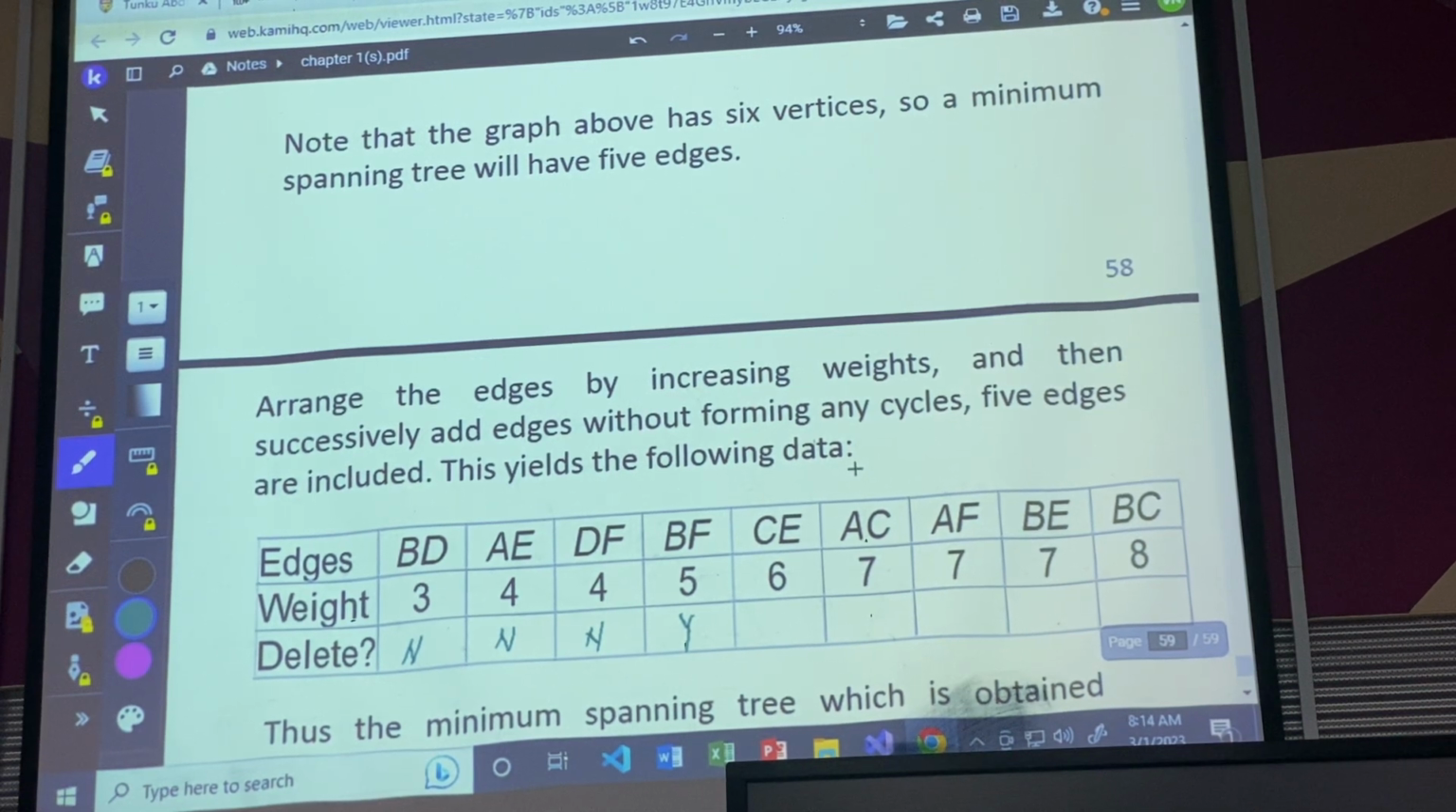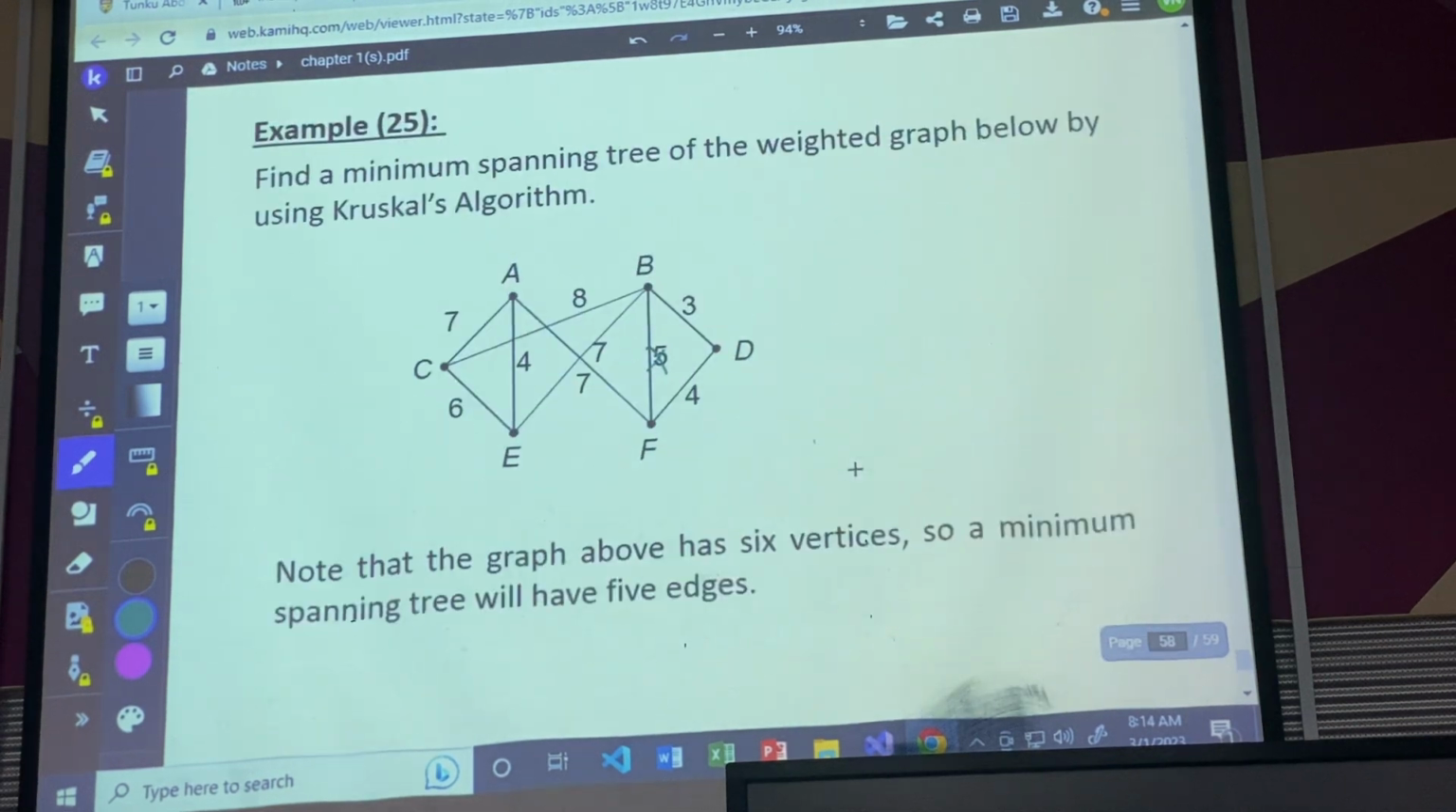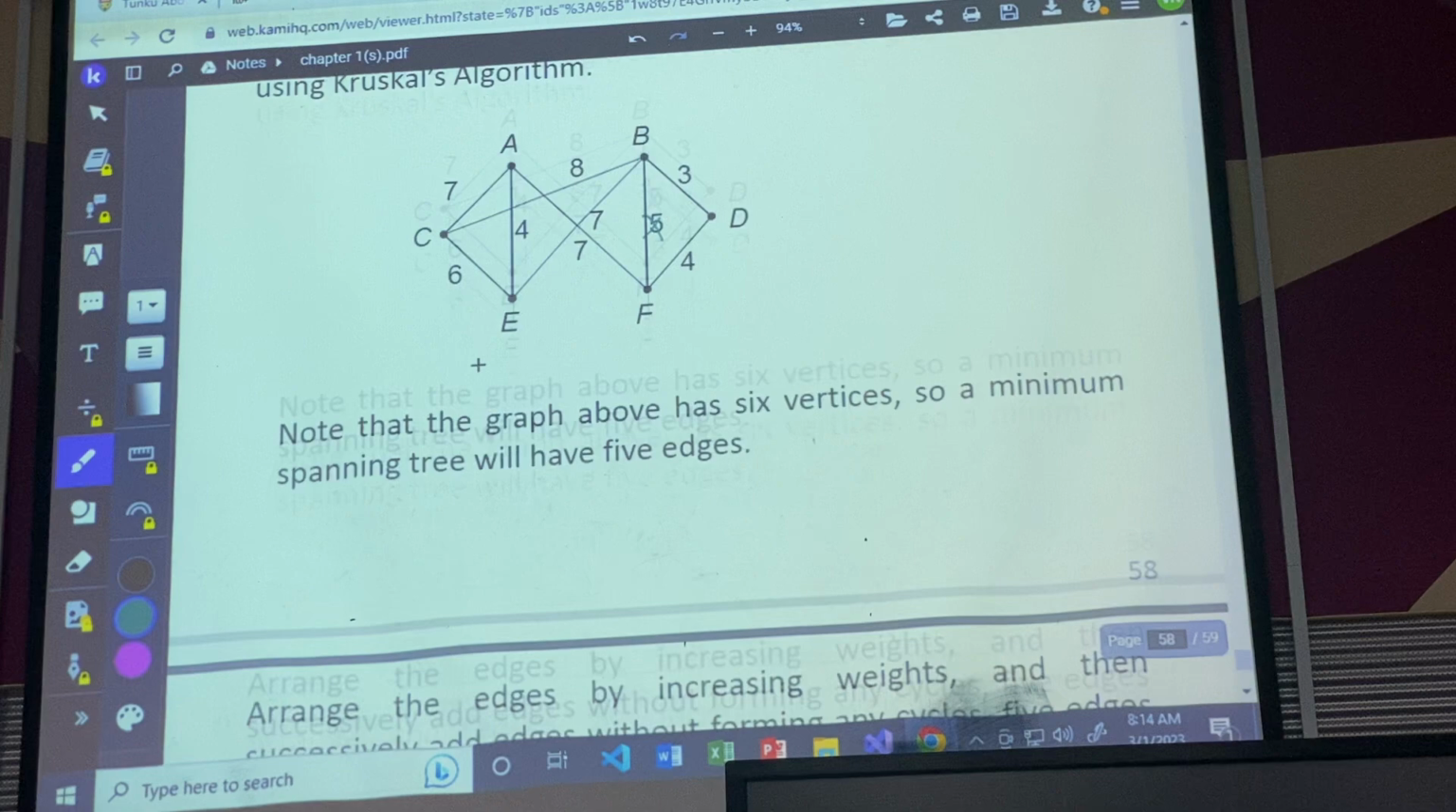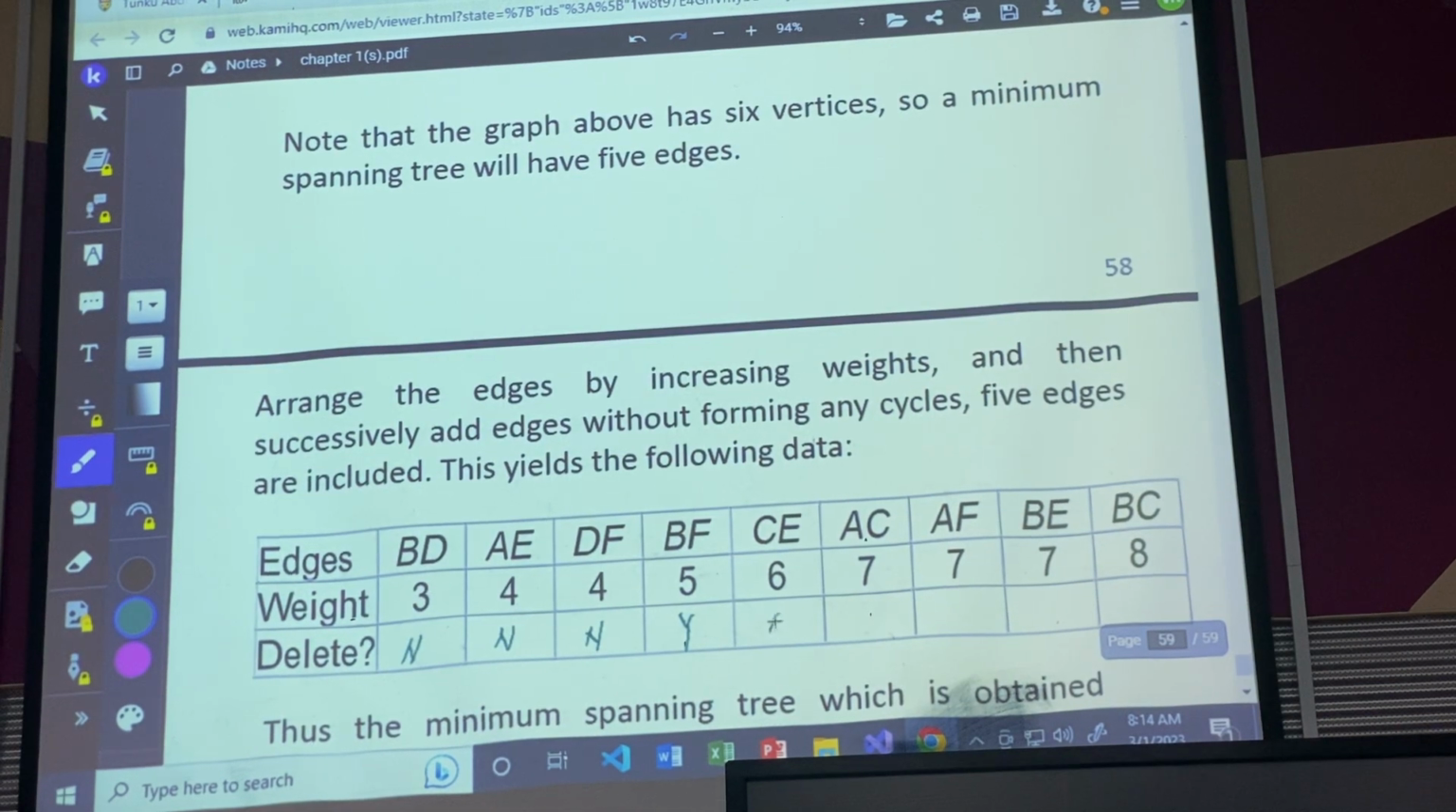Okay, delete it. Then come to CE 6. CE is here. CE, just now you only included AE, right? So that means the CE we can include it because no cycle yet. So this one, no, not delete. You want to include it. AC 7, can include or not?